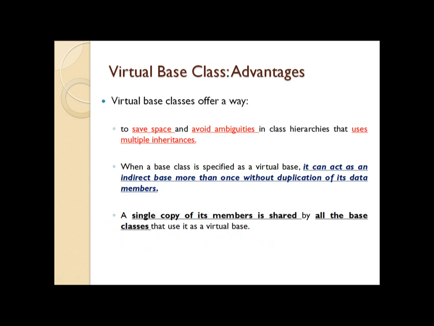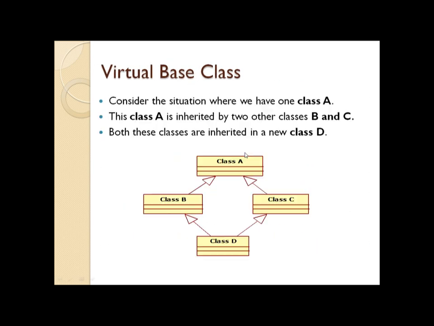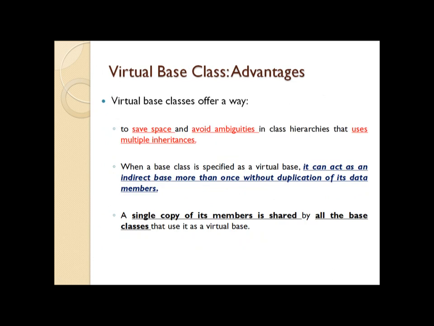Now the advantage of virtual base class is, by using this we can save our space and it avoids ambiguity. As I said, when we deal with such a situation, it creates a class ambiguity situation, and virtual base class provides the facility to avoid ambiguity, or it eliminates the situation of ambiguity, especially when we apply hierarchical and multiple inheritance together, or when we use the concept of hybrid inheritance.